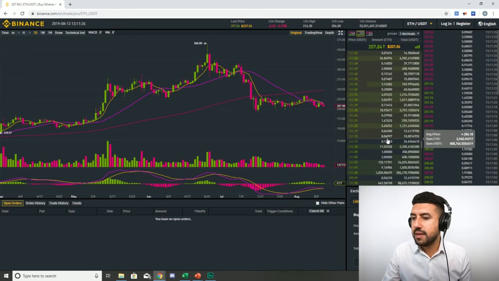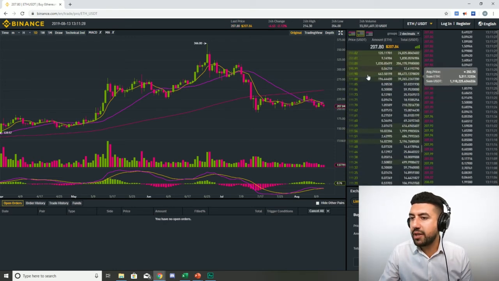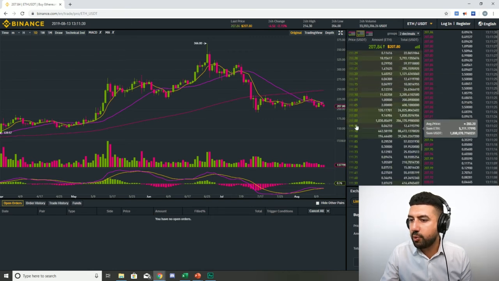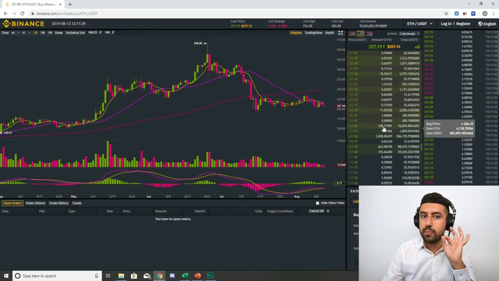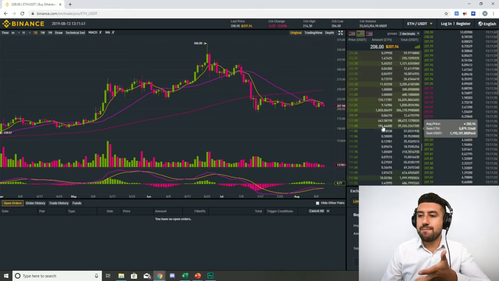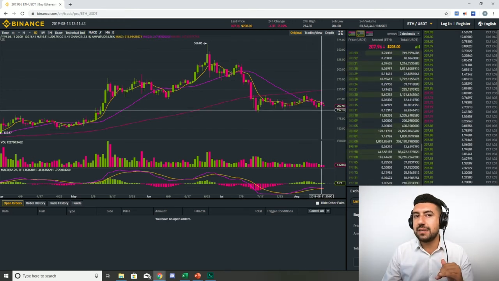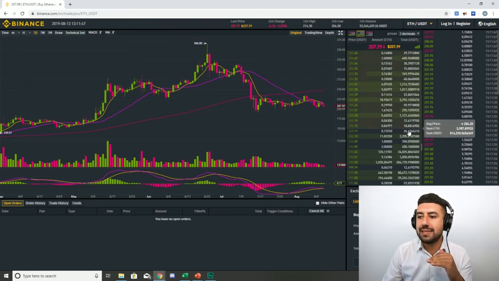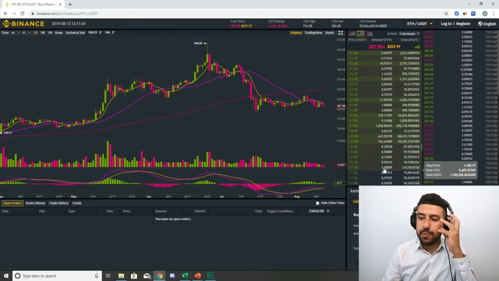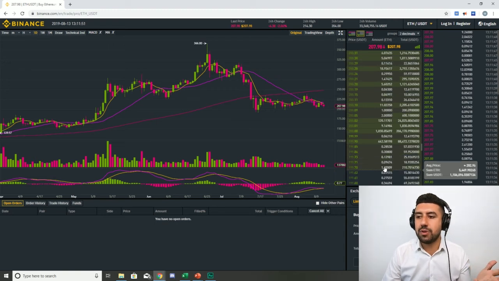Let's see, at 201 there's 294 Ethereum. At the price of 200, there's 1 million Ethereum. People want to buy about 1 million Ethereum. And that's why at round numbers, you're going to have big support and resistance levels. Why? Because there are so many orders placed at these key levels. People think in round numbers, so they send orders in round numbers.